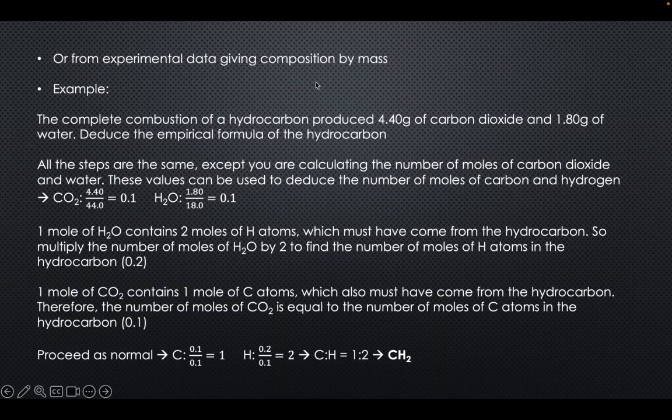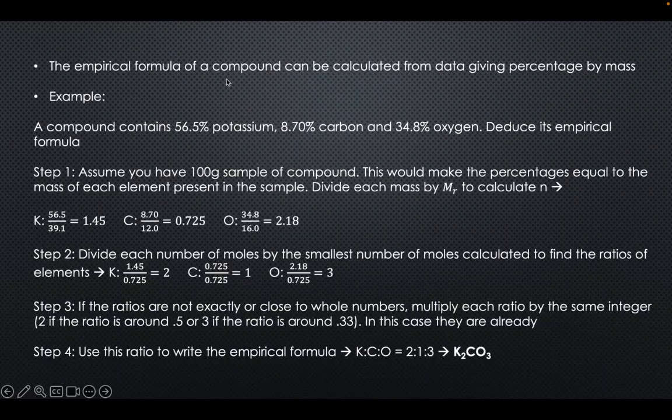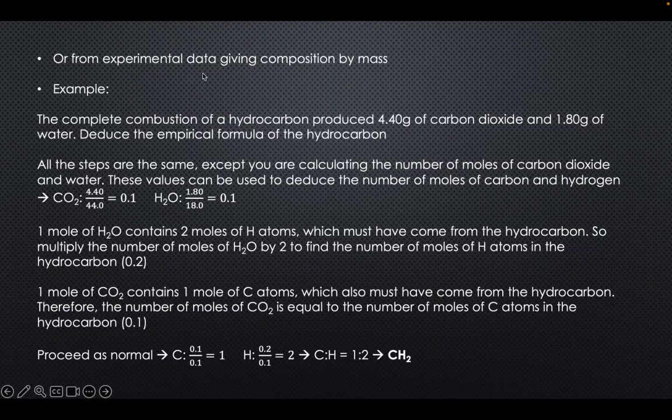You could also be required to deduce the empirical formula of a compound from experimental data given as composition by mass. So this is a little bit trickier because you actually have to think about what's going on a little bit. So here's an example, quite a common one in the exam, is to ask you to do this for a hydrocarbon, alright? And so it's definitely worth learning this specific method. So the complete combustion of a hydrocarbon produced 4.4 grams of carbon dioxide and 1.8 grams of water. Deduce the empirical formula of the hydrocarbon.